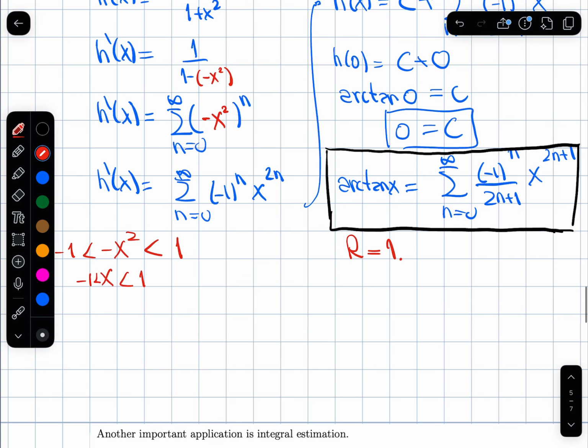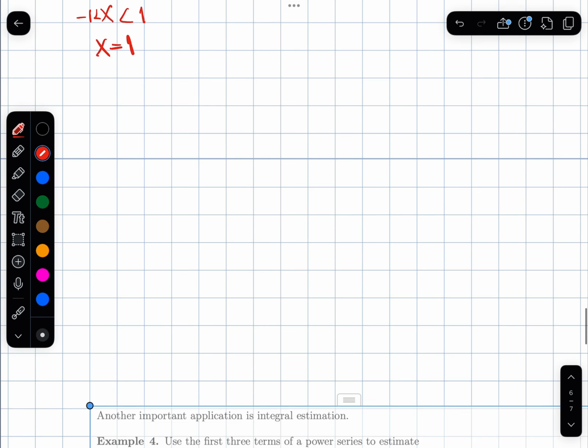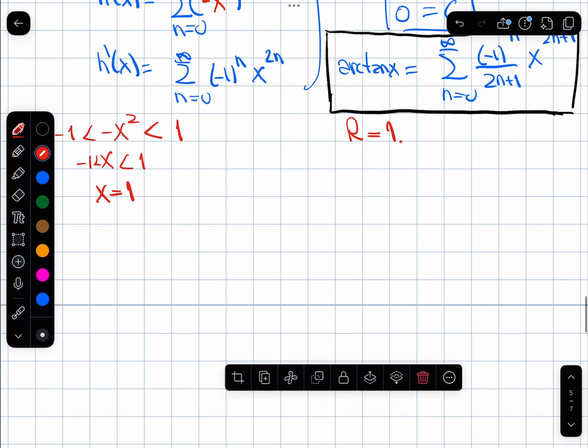So we need to check what happens when x equals 1. Let me take this away a little further down. I'm almost done with this video. It's getting really long now.